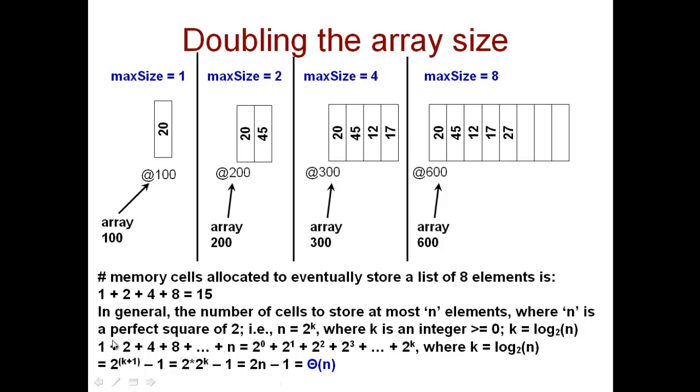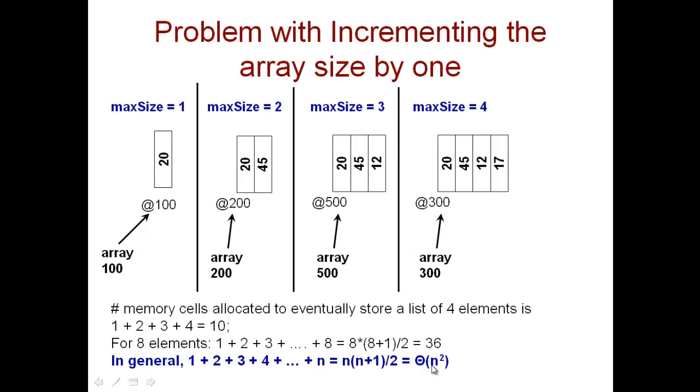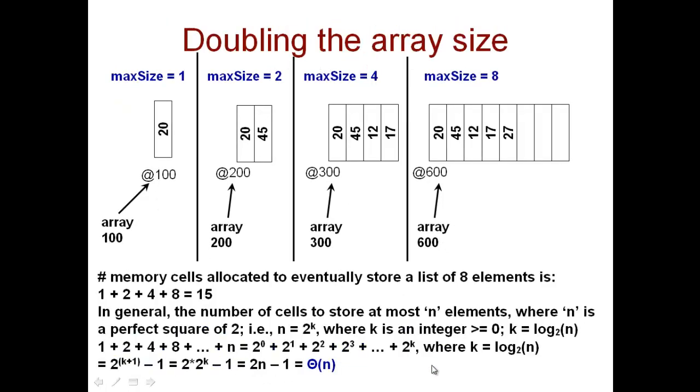So in general, if you have 1 plus 2 plus 4 plus 8 up to some n, this n is a power of 2, right? The next will be 16, 32, and so on. So we'll basically be using 2n minus 1 cells, and 2n minus 1 is theta of n, not theta of n square. And that's the take home message for this course.